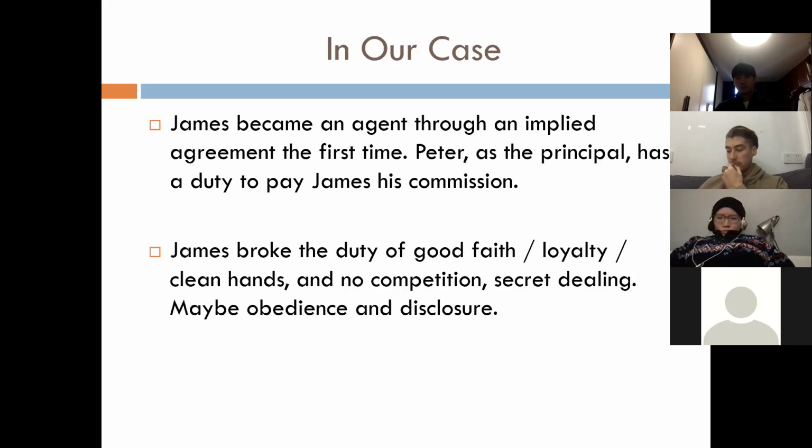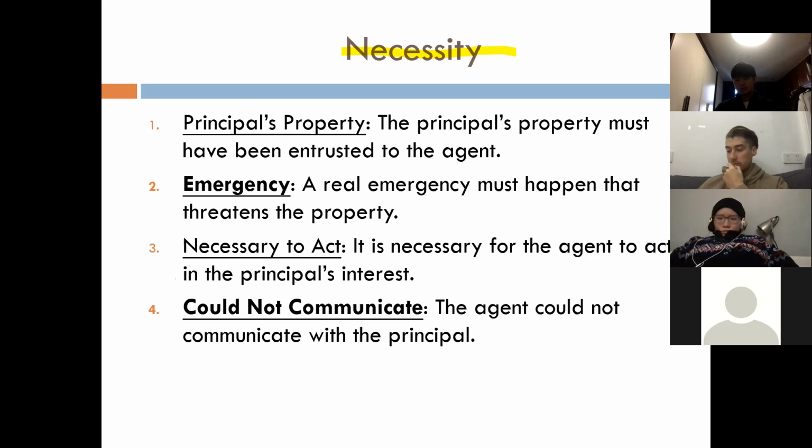So necessity is this situation where there's an emergency to property, and it belongs to the principal, and it's necessary to act to protect it, but you cannot communicate with the principal. So in that case, the agent has the right to make deals to protect the principal's property. So he couldn't be fired for this.